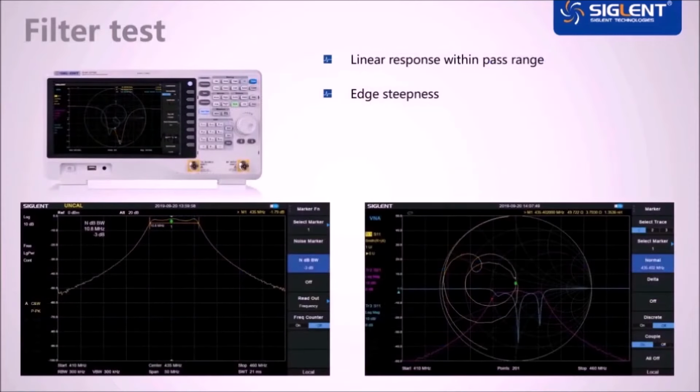Testing a filter looks very similar. However, here we measure the passage and not the reflection. With the spectrum analyzer, we work with the tracking generator. With the network analyzer, we record S21.